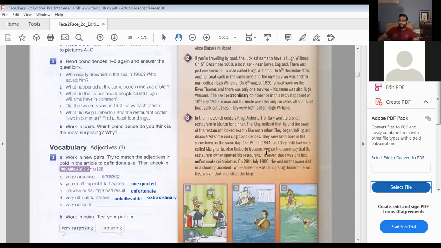What about very unusual? Extraordinary, very unusual. You want another word too, very difficult to believe, and incredible. All right. Yes. The last one, extraordinary. But even the last one, we need two. So one of them is extraordinary. But what's the other one? What do you think?